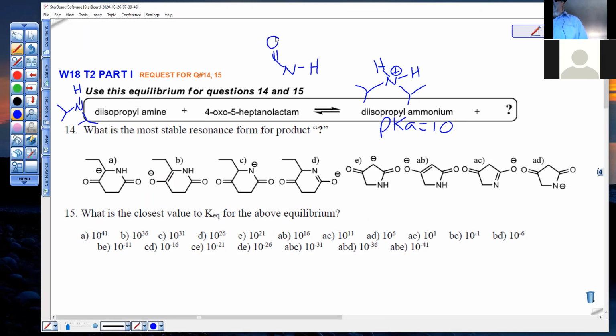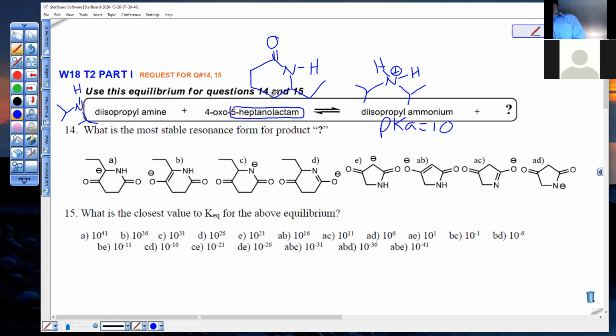Lactams are cyclic amides. And we got to have the 5th carbon. The 5th carbon closes the ring on the nitrogen. There's 1, 2, 3, 4, 5. That closes the ring. And we got to go to 7, 6, 7. And this is everything except for the 4-oxo. That is 5-heptanolactam. It's named after what it was before it closed the ring.